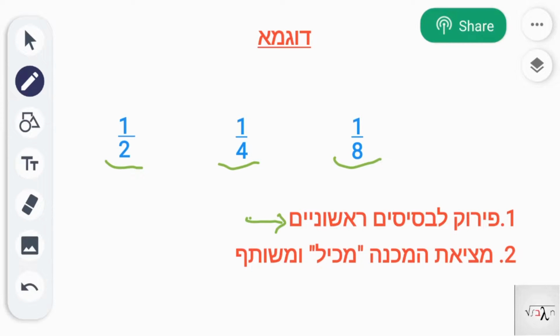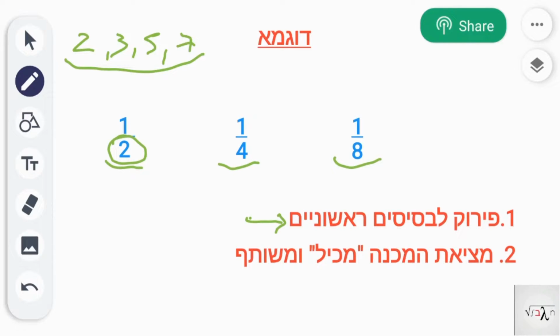For those who don't remember, prime numbers are numbers that can only be divided by itself and 1, like 2, 3, 5, 7, and so on. These are numbers that cannot be divided into other whole multiplications. Let's start with the first fraction. 2 is already a prime number, so I'll not take it apart into other multiplications.